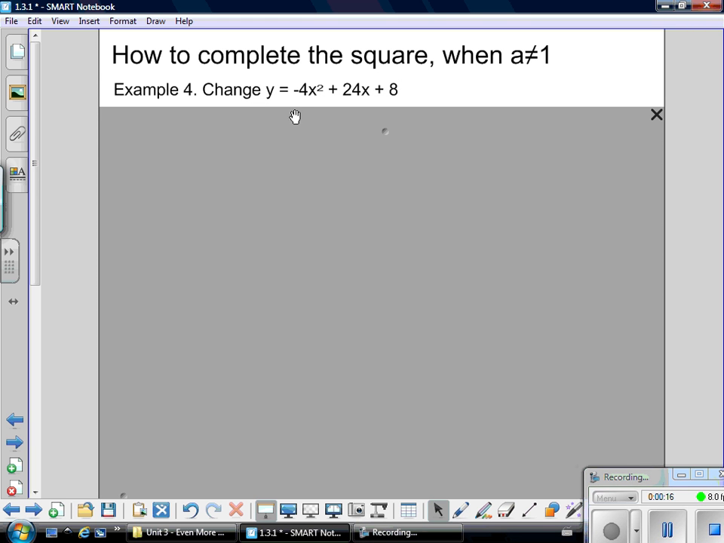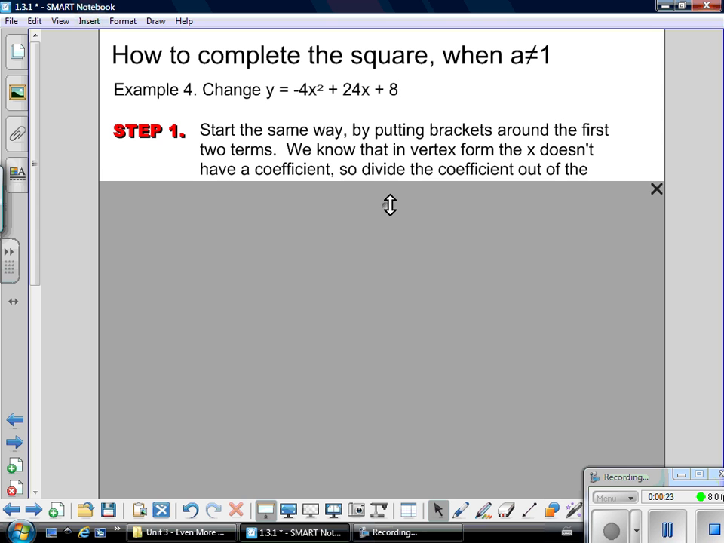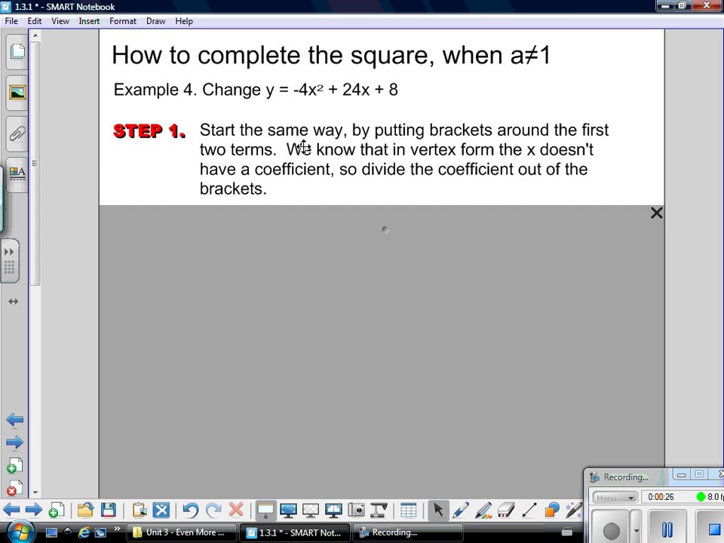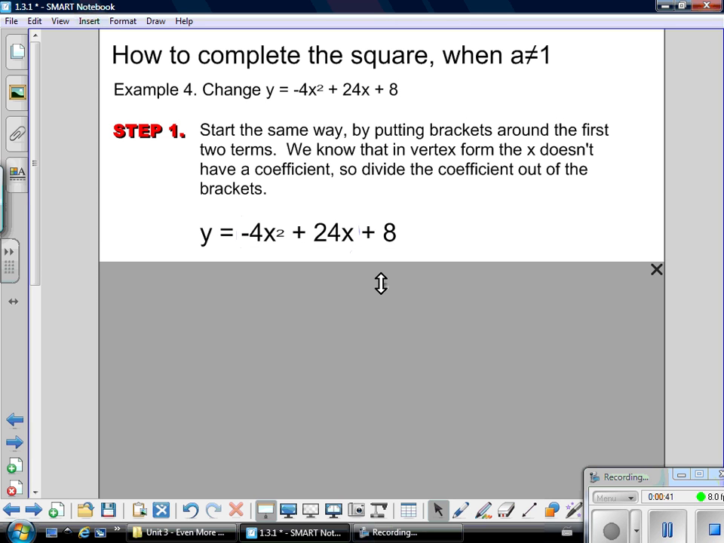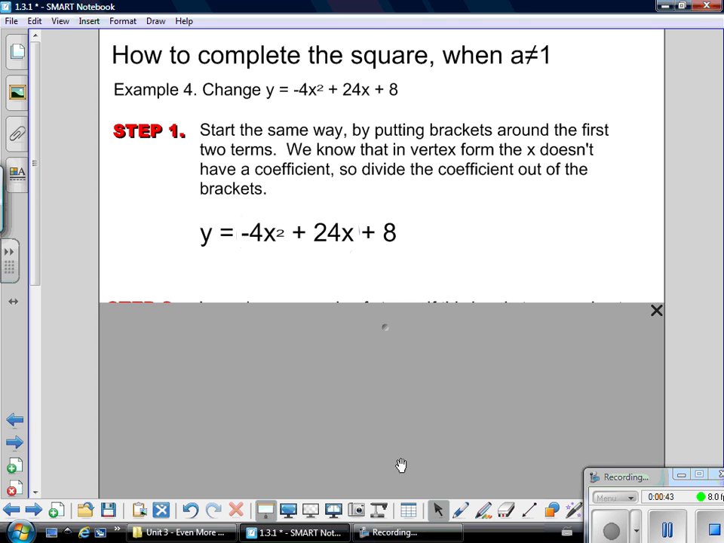We want to change negative 4x squared plus 24x plus 8 into vertex form. Now, what we're going to do first of all is we're going to start the same way by putting brackets around the first two terms, the x squared term and the x term. Okay, because we know that in vertex form, the x doesn't have a coefficient, right? So we're going to divide that coefficient out of the brackets. So we're going to start with putting, first of all, a bracket around our x squared term and our x term.